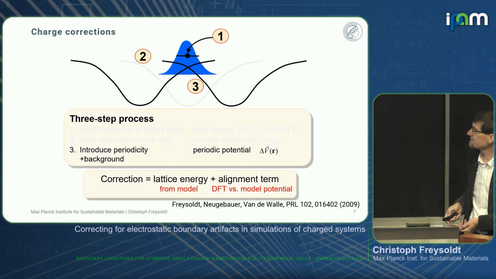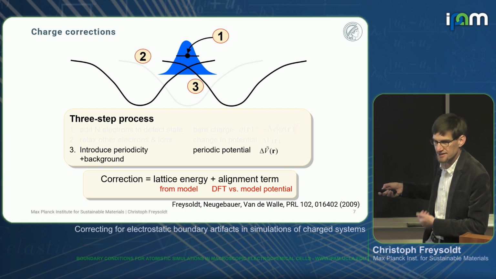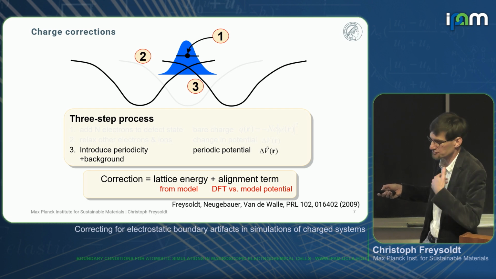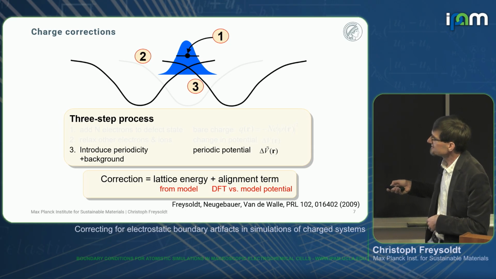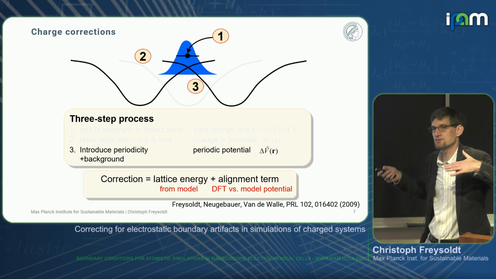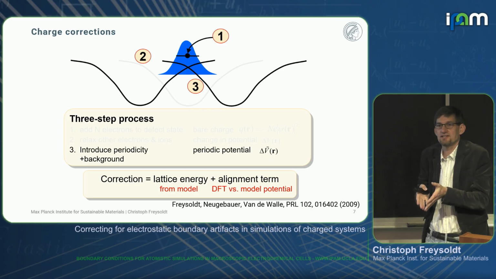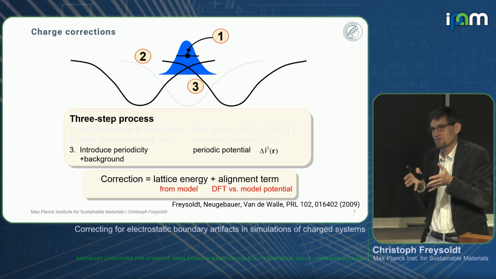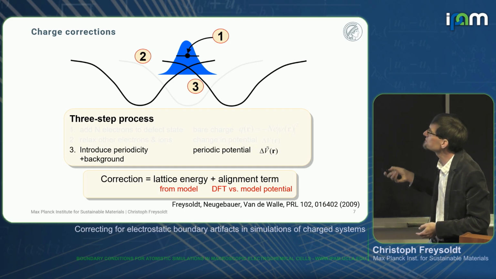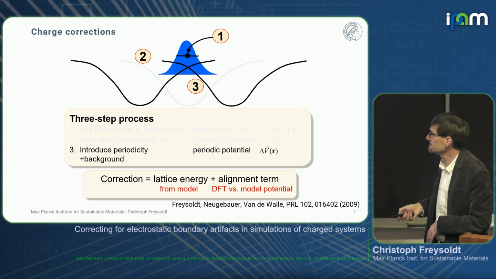In practice, this turns out to give us a correction which is composed of a lattice energy that we can take from the simplified model that just describes the long-range effects. And secondly, an alignment term. I said that we set the average electrostatic potential to 0. If you have two potentials which have the same long-range behavior but different short-range behavior, their average electrostatic potential may shift, and we need to take into account this shift in the potential by aligning our long-range model to the actual difference in the DFT.